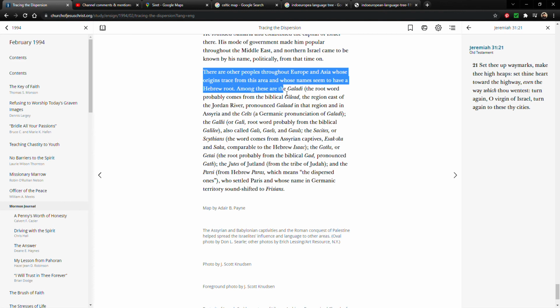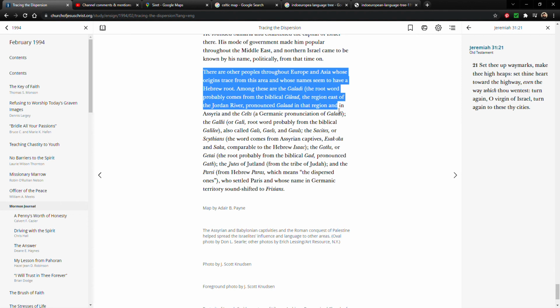Among these are the Gelati. The root word probably comes from the biblical Gilead, the region east of the Jordan River, pronounced Galad, in the region and in Assyria, and the Celts, a Germanic pronunciation of Gelati. The Gali root word probably from the biblical Galilee. That is fascinating. My gosh.